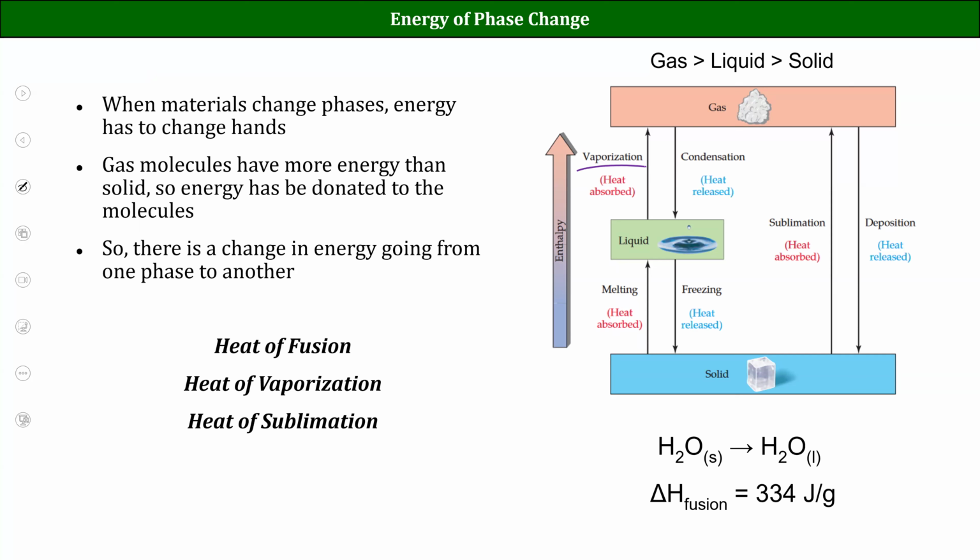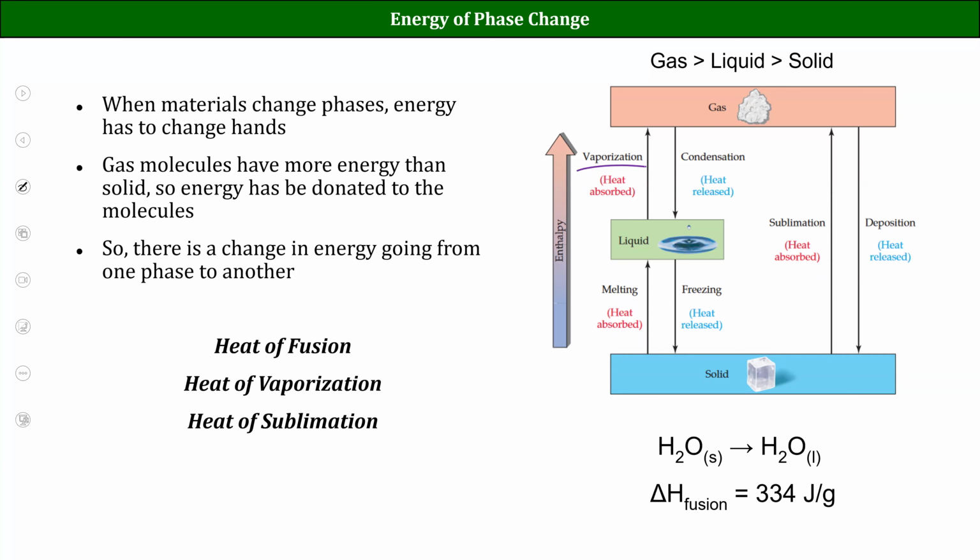The opposite of vaporization, any of these phase changes can happen in both directions. If you can go from a liquid to a gas, you can go from a gas to a liquid, which is commonly called condensation. We'll stick with condensation as our terminology there.